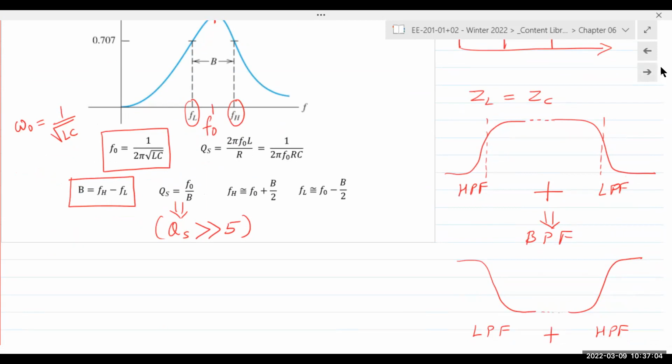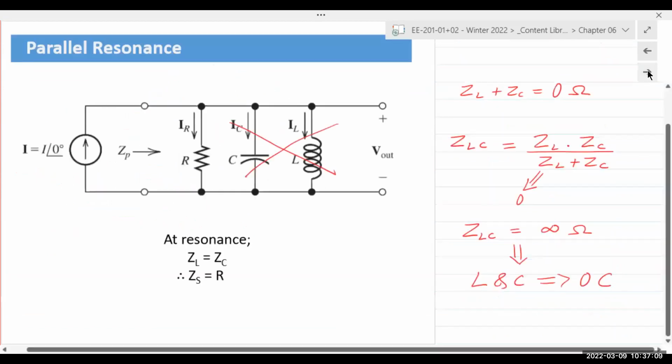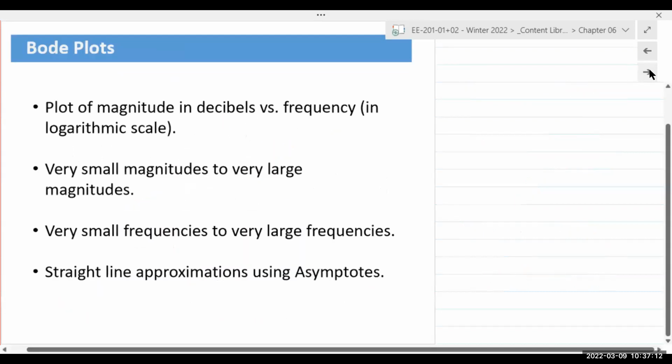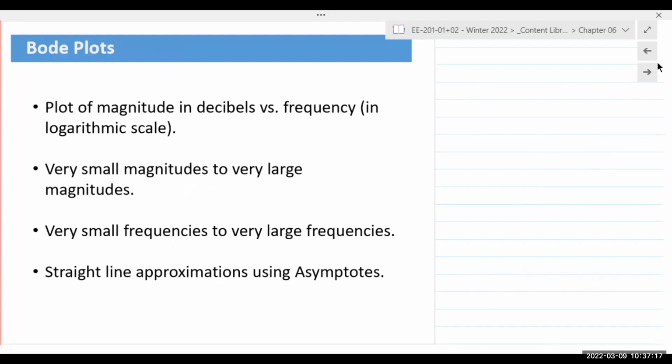Okay, let's get back to our lecture and continue with the last topic, which is Bode plots. H.W. Bode was a researcher who came up with a method to graphically plot the frequency response of circuits, specifically filter circuits. What the plots do is basically plot the magnitude of the transfer function, the y-axis, as a function of frequency.